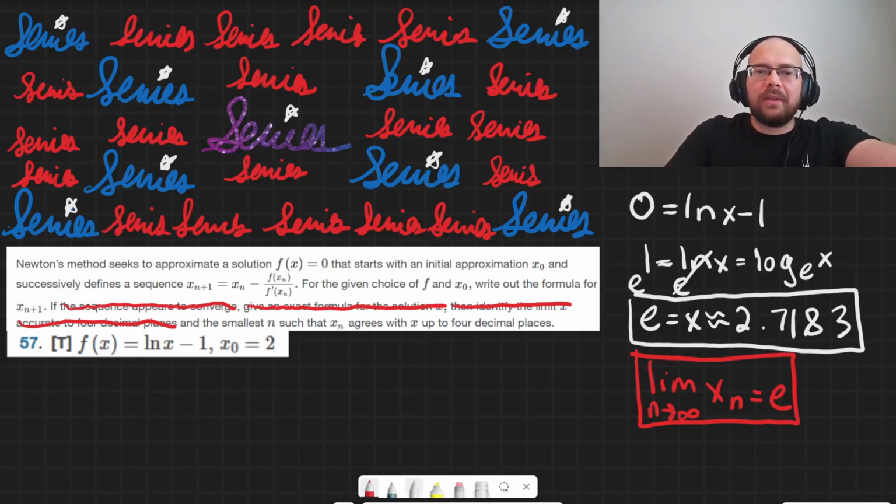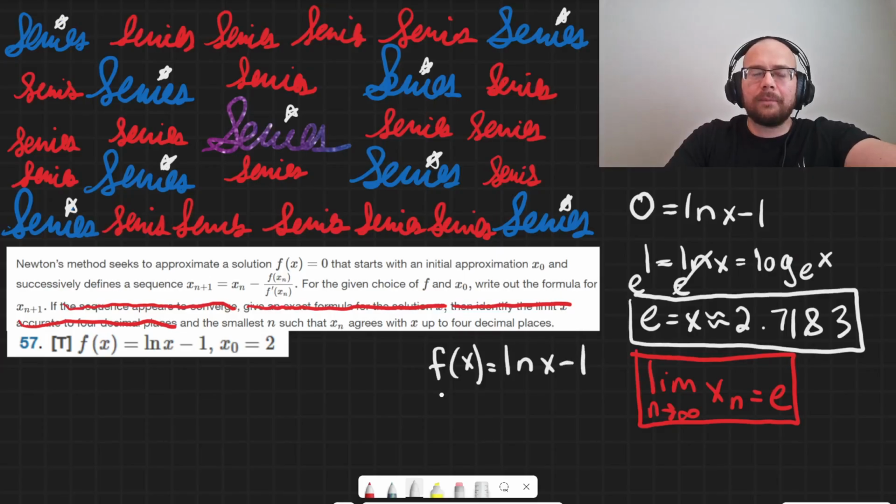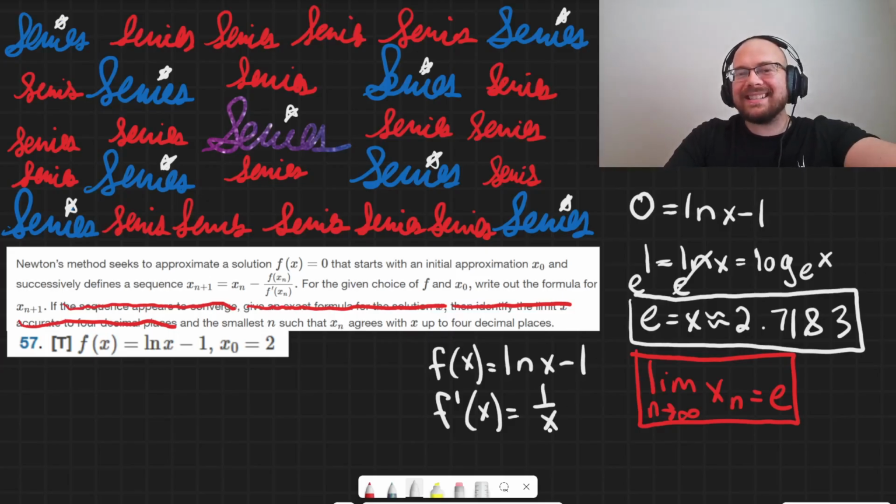Probably the next thing I want to do then is go ahead and take the derivative. Oh, I wanted to switch to white. Switching back and forth here. So f of x is equal to ln of x minus 1. If I take the derivative of that, the derivative of ln x is 1 over x, and the derivative of any constant is 0. So that would be my f prime derivative.